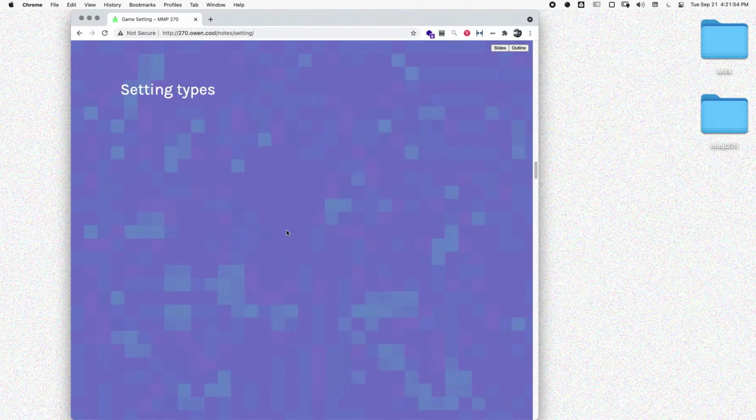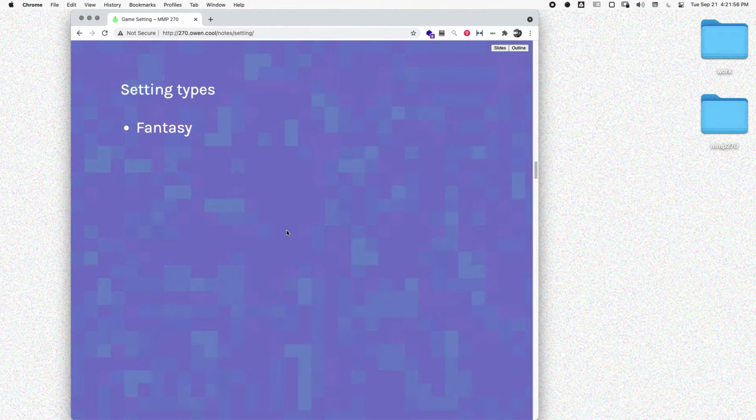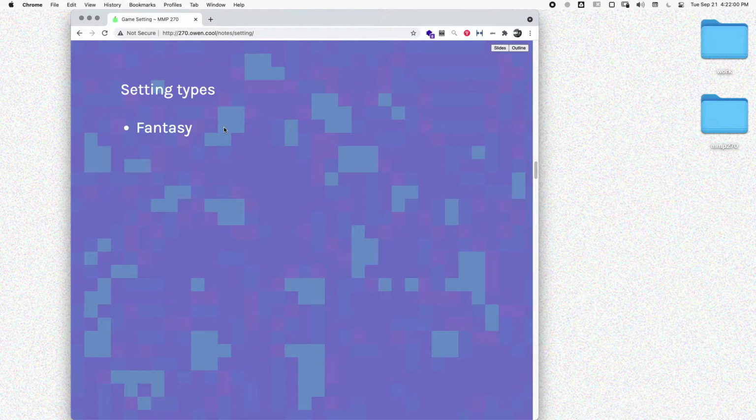So let's think of some games that take place in these different types of worlds. One type of world is fantasy. We can give a definition for fantasy, but first let's see, what are some games that you think of in the fantasy setting?